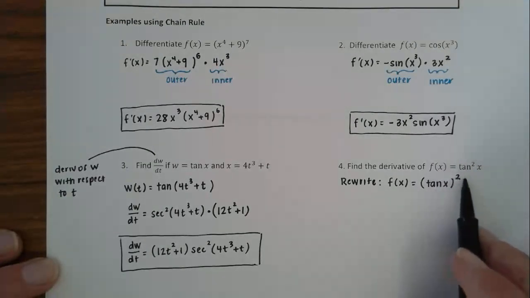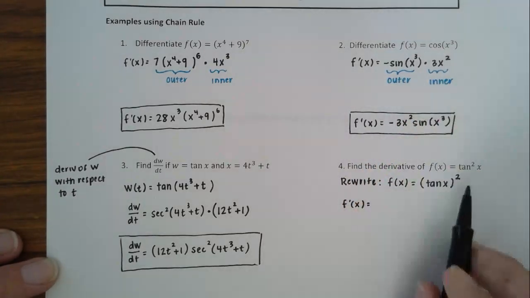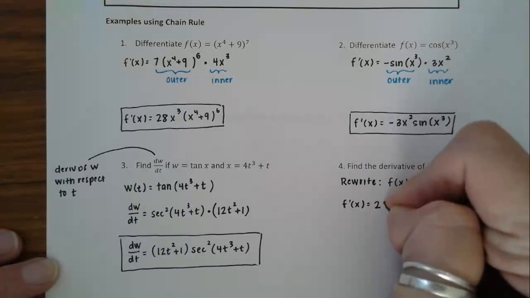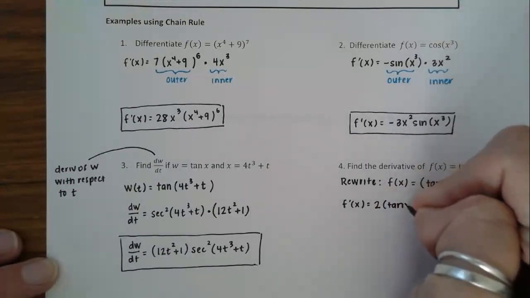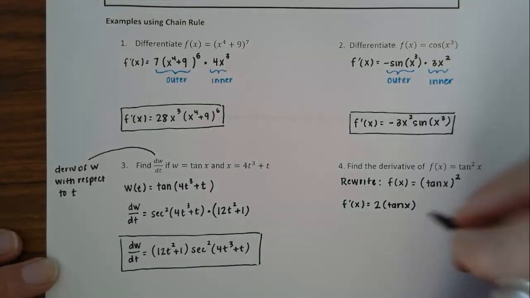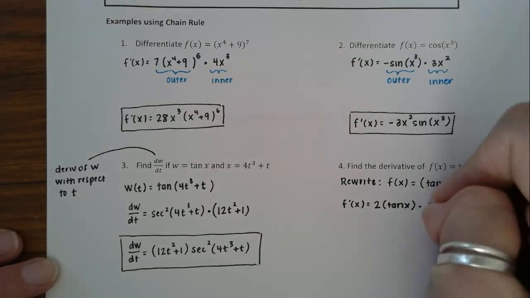And that allows me to recognize that that power of 2 is my outside function and the tan of x is my inside function. So when I take the derivative of the outside function, I'm just applying my power rule. So I'll bring down the power of 2, multiply that by tan of x, and decrease the exponent by 1. So that's really just an exponent of 1 here. And then multiply by the derivative of the inside stuff. So multiply by the derivative of tangent, which is secant squared.